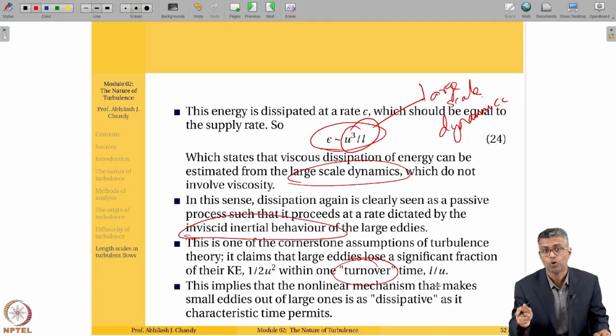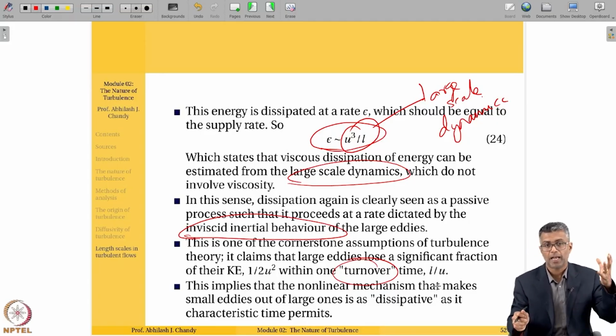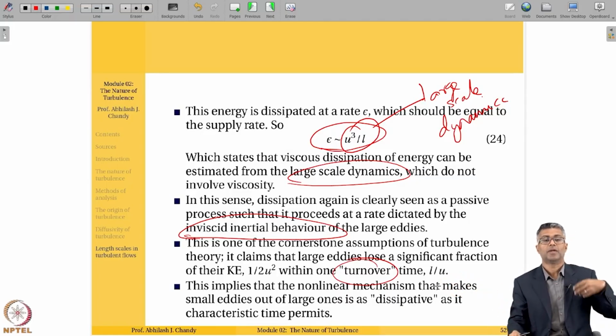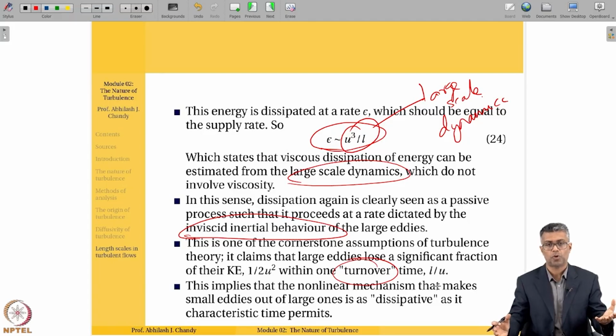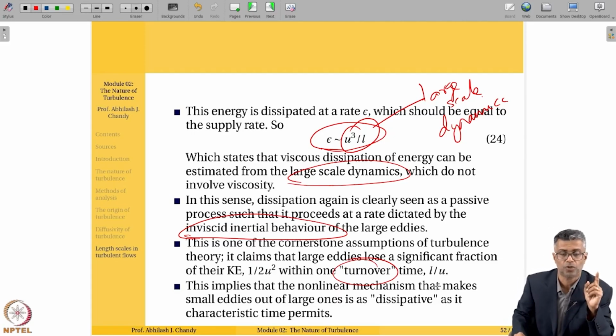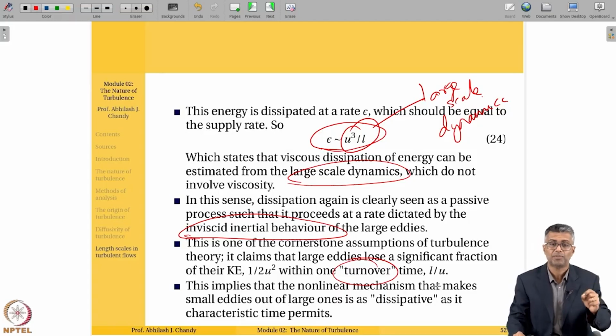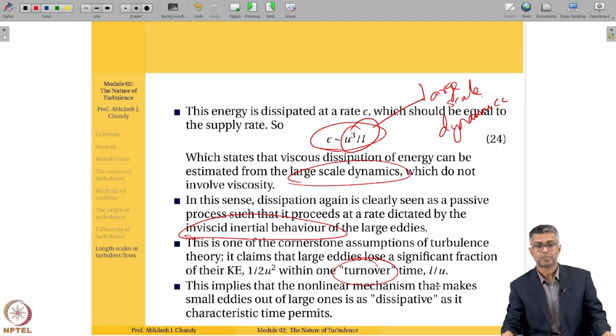So in one L over U, the large scales transfer the energy to the small scales and the small scales dissipate it. In the second eddy turnover time, the large scales again transfer the energy to the small scales, which dissipate it. So a significant fraction of the energy of the large eddies is lost in one eddy turnover time. You can define one eddy turnover time as the time taken for a huge fraction of the energy of the large eddies to get dissipated at the small scales.